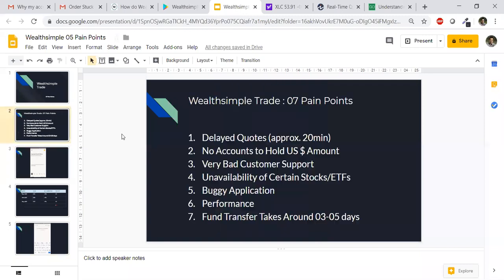Okay. So next is Buggy Application. So what's a Buggy Application? A Buggy Application is like an application starting to do things it is not supposed to.